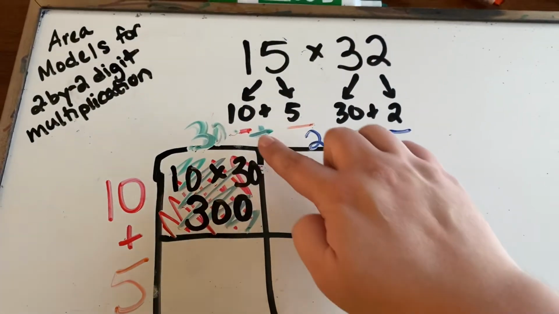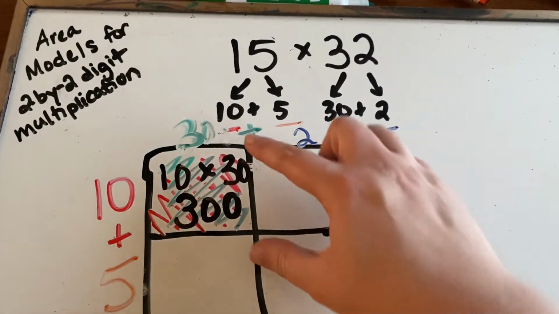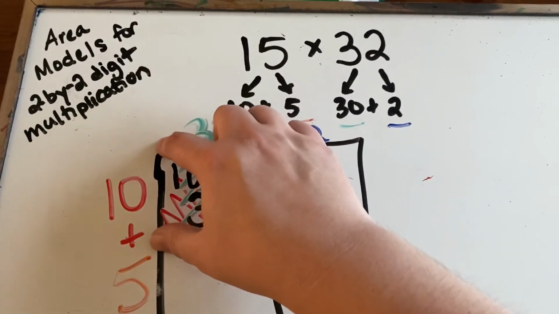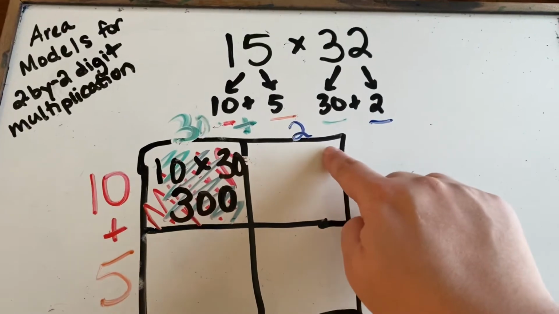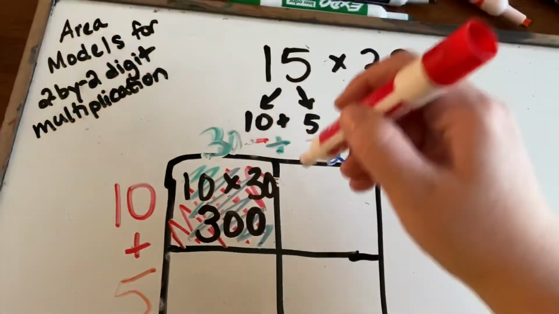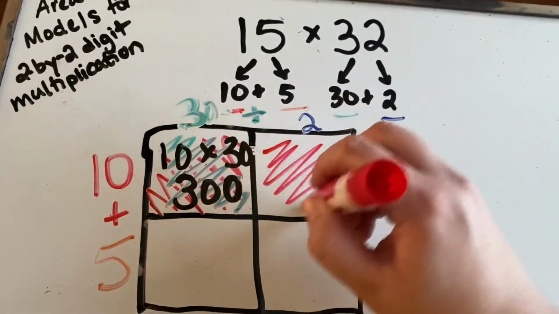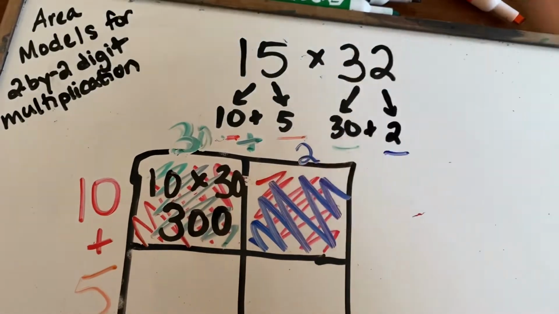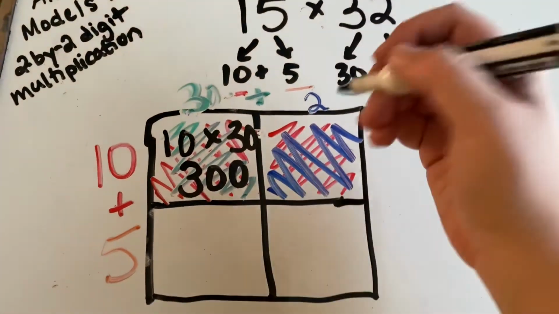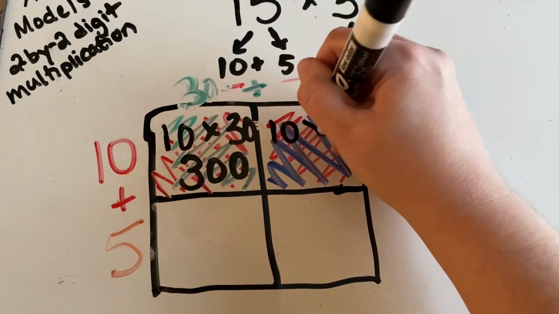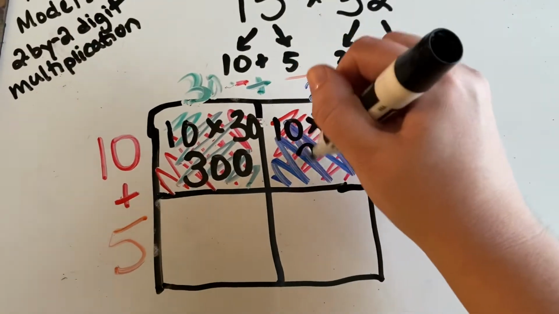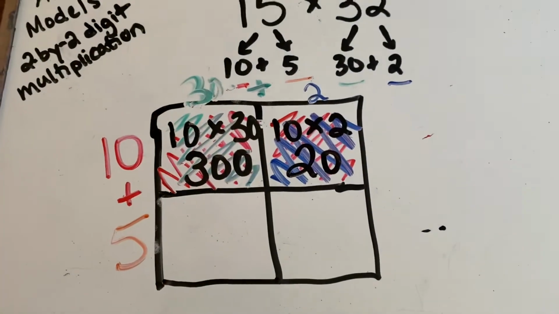This box is still the side times the top. Well, this side is labeled over here. So that would be 10, the red 10, times the top, which is the blue 2. So it would be 10 times 2, 10 times 2 is, whoops, 20. So that's my next box.